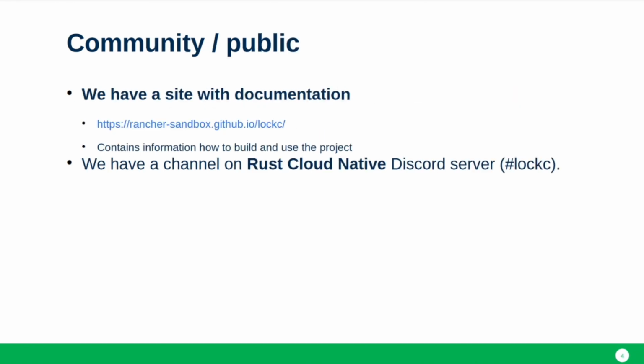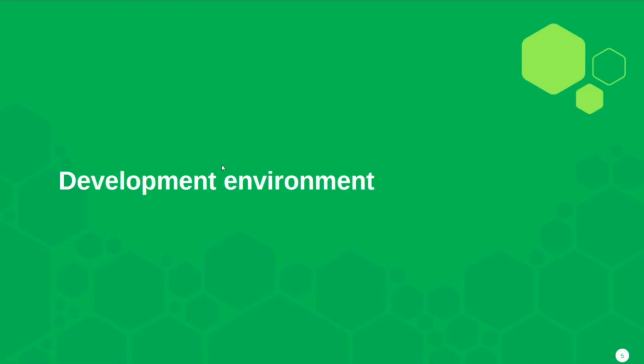And community-wise and public-wise, we have a website with documentation, which contains information on how to build and use the project. And we have a public Discord channel for anyone interested in lockc. We decided to pick the Rust Cloud Native Discord server because most of the people interested in Rust are currently on Discord. Of course, it can change. I wouldn't mind changing the place, but so far we've picked that Discord server.